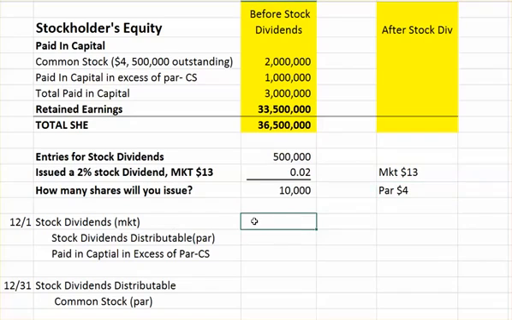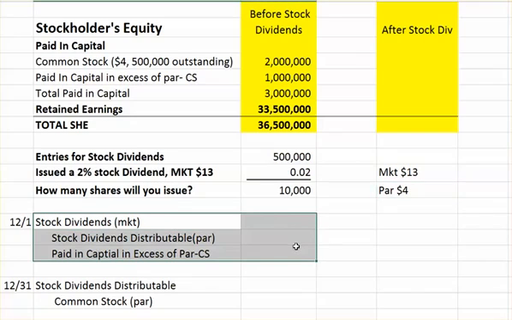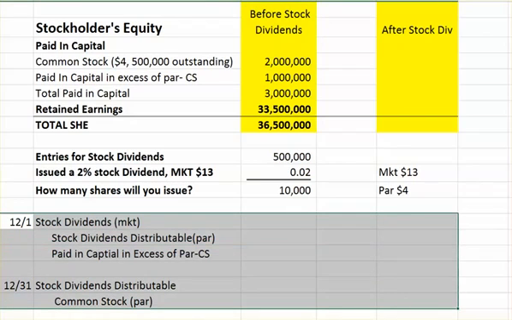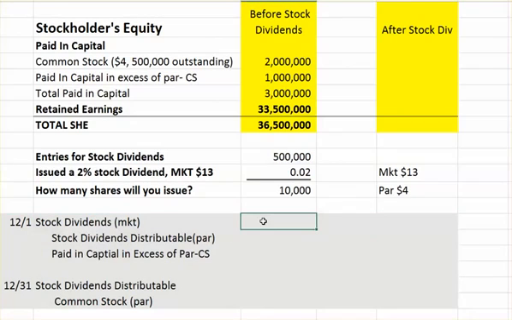So we're going to debit, here's my journal entry here, and I'll go ahead and kind of gray these out so you'll know these are the journal entries there. So my stock dividend is going to be a debit for the market value of what I'm going to give away. So it's going to be 10,000 times $13 is $130,000.